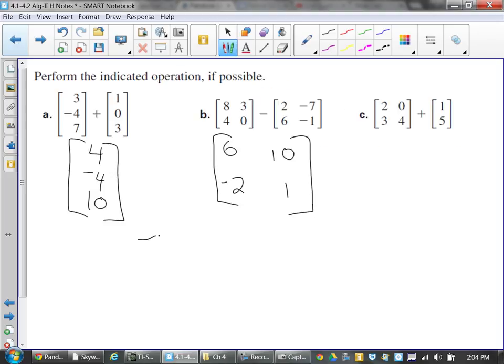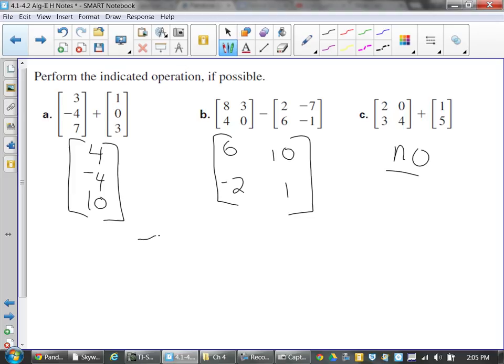No, can't. They're not the same dimension, so your answer is no. There's no solution. You can't do it. They have to be the same dimension for addition. Like I said, though, for multiplication there's a different rule. We'll talk about it in about 10 minutes.